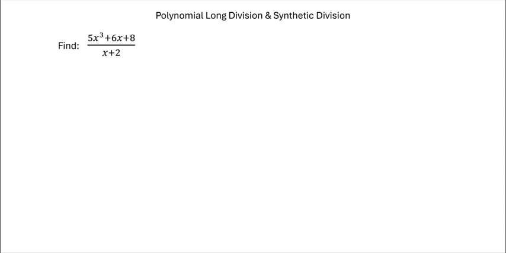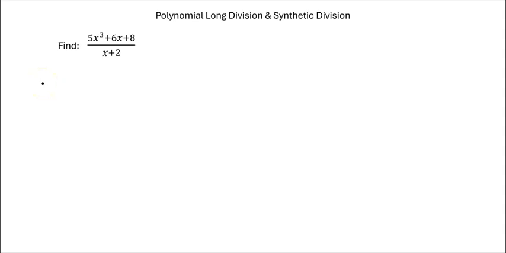So the problem that you see up here says find 5x to the third plus 6x plus 8 divided by x plus 2. Remember that fraction part is a divide sign. So we're going to do it first with long division and then with synthetic division. We can do synthetic division on this one because we are dividing by a binomial whose power is 1.